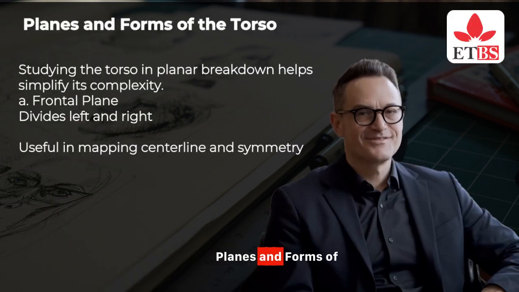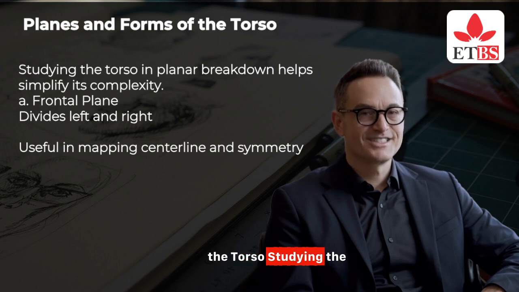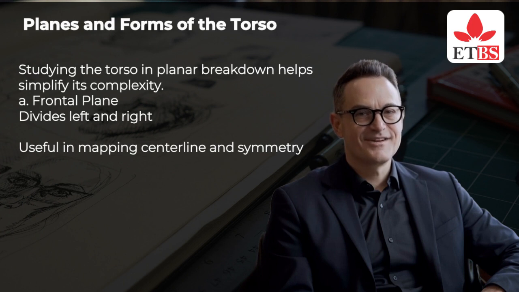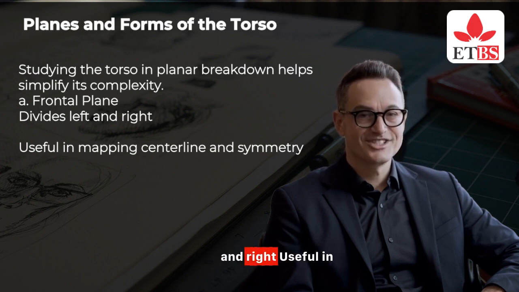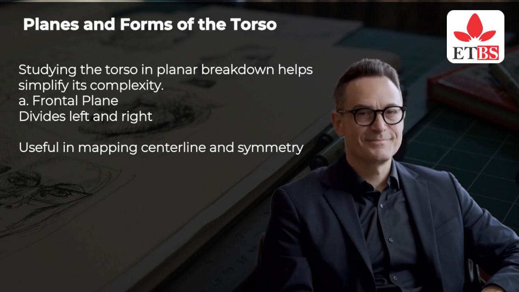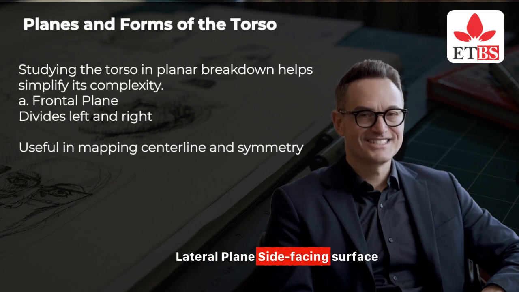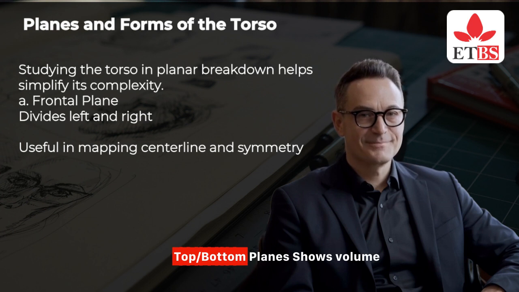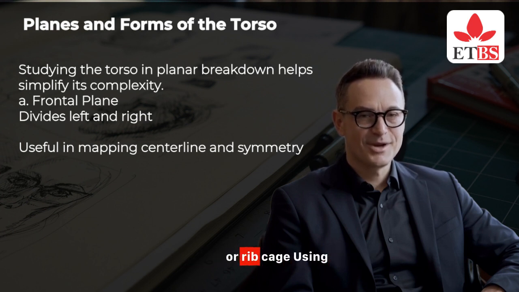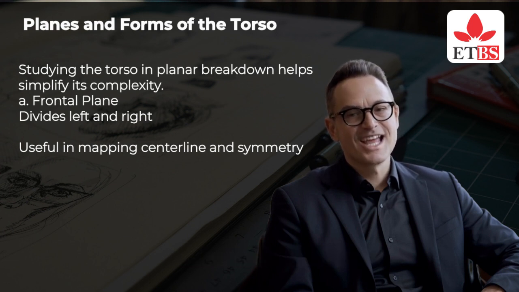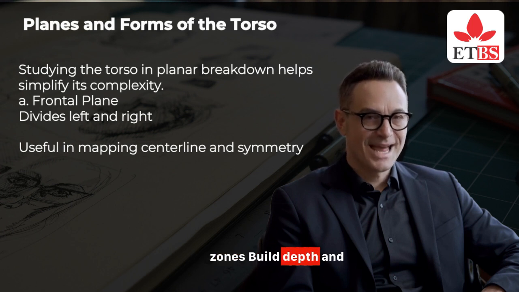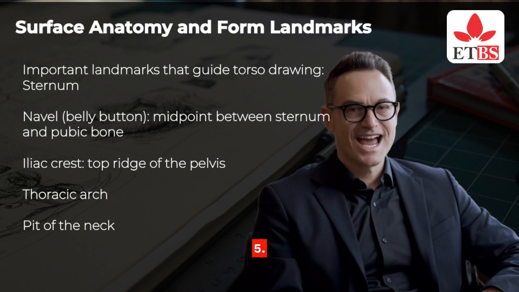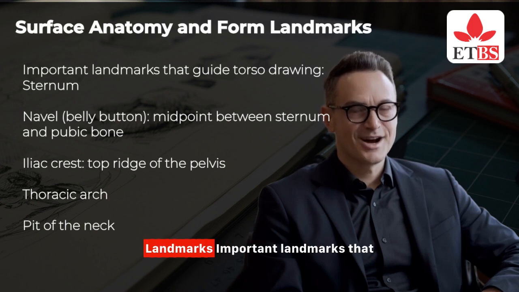Fourth, planes and forms of the torso. Studying the torso in planar breakdown helps simplify its complexity. A. Frontal plane divides left and right, useful in mapping centerline and symmetry. B. Lateral plane, side-facing surface, important for depth and overlap in side views. C. Top/bottom planes show volume and tilting of the pelvis or rib cage. Using planes allows artists to establish light and shadow zones, build depth and dimensionality, and align muscle forms correctly on curved surfaces.